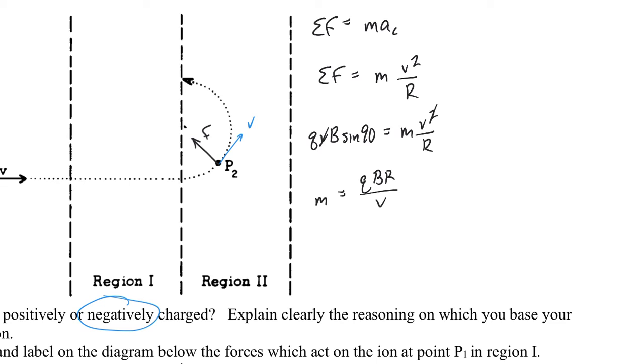We can't leave it like this. Why can't we? Yeah, v is not allowed to be in our answer. But we solved for v just a moment ago. We can substitute what we used for v in the prior part here. This will eliminate v in the question and give us qB squared r over E.